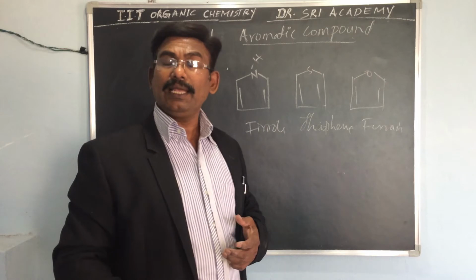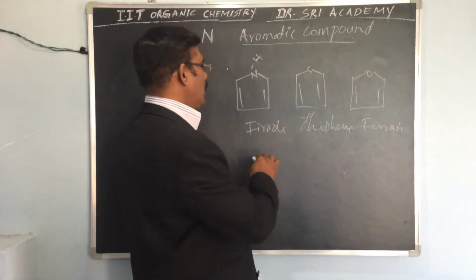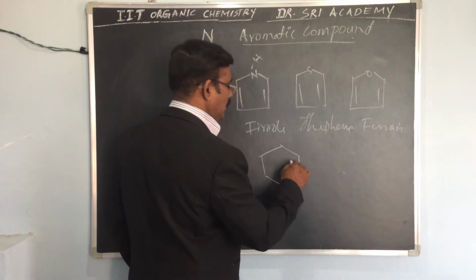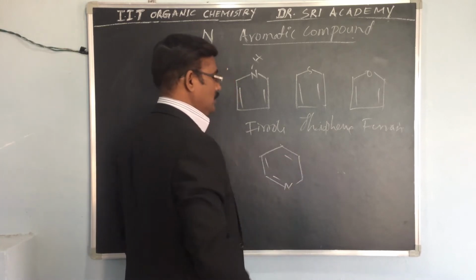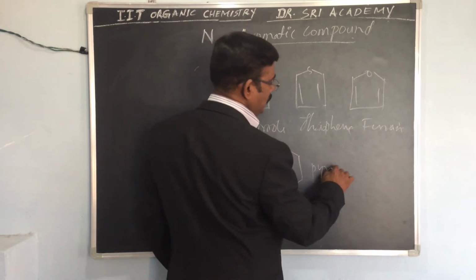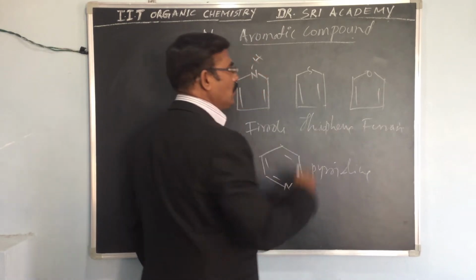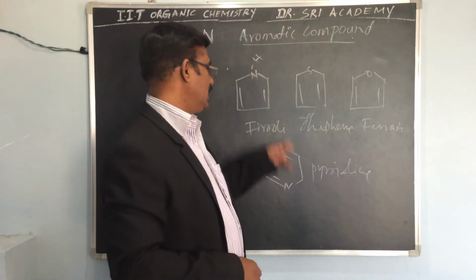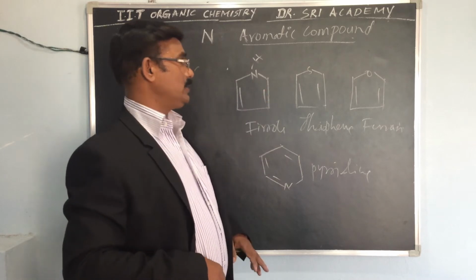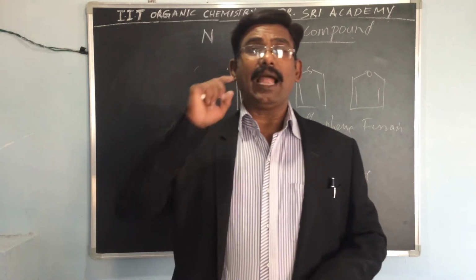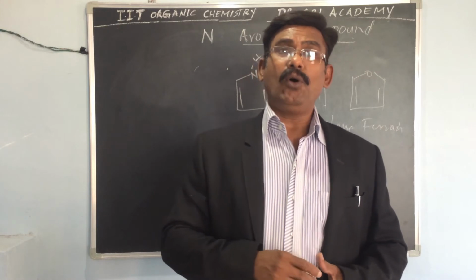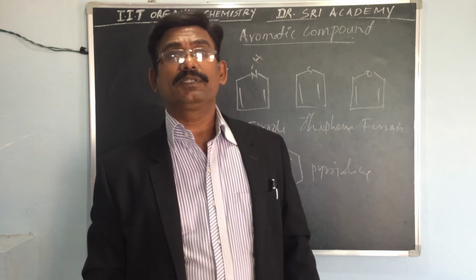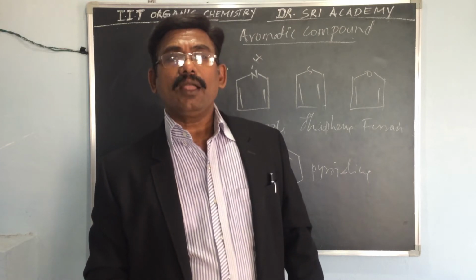And one more ring is there, that is benzene style but containing the nitrogen. This is called the pyridine. So these are also aromatic compounds, but heteroatoms are there in the ring. Heteroatoms mean nitrogen, sulfur, oxygen. These are called the heteroatoms. So these are some heterocyclic compounds.